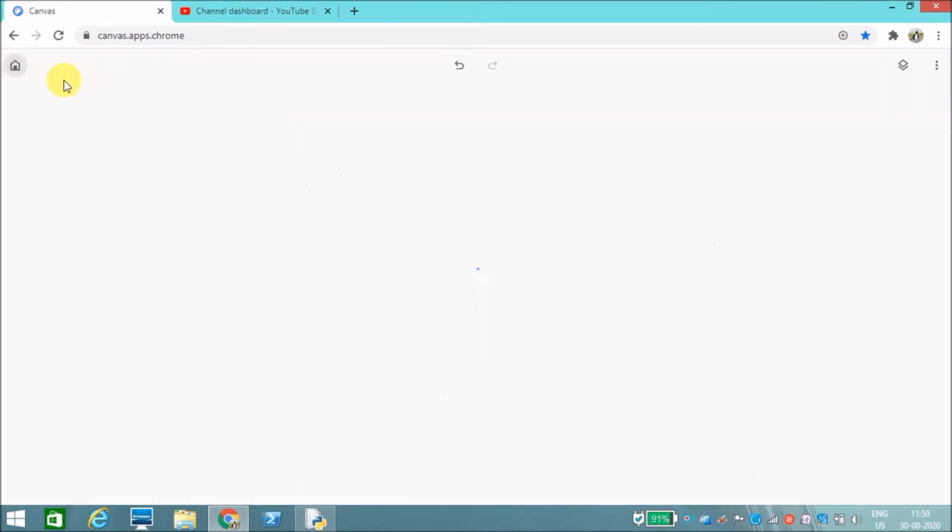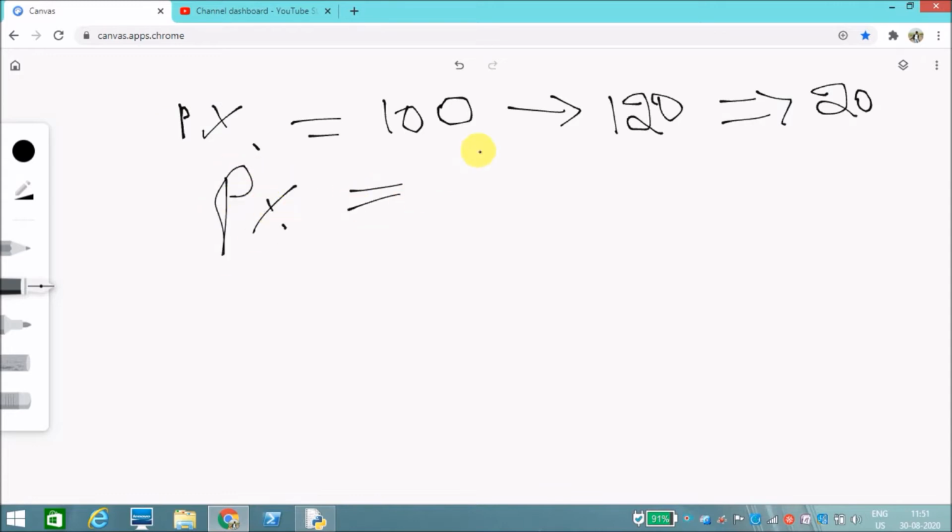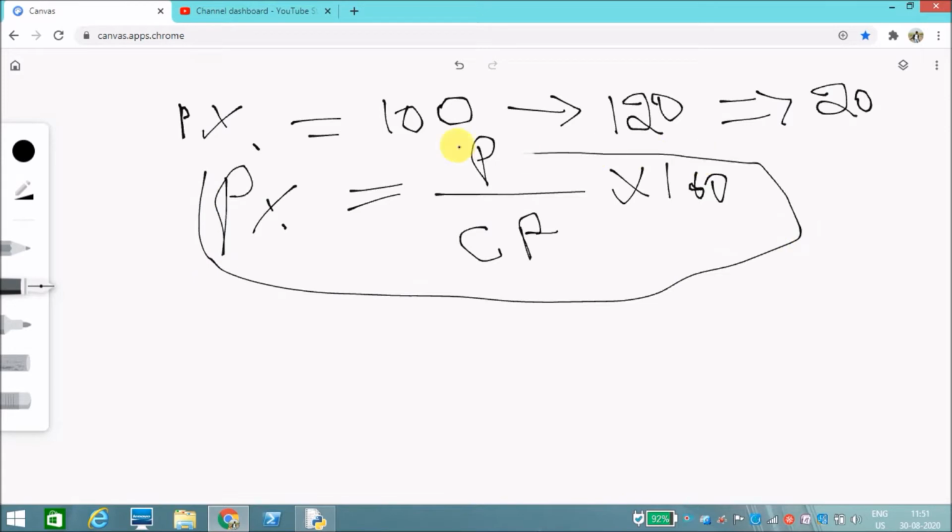Now how can we find the profit percentage? For example, I bought a product for 100 rupees and sold it for 120 rupees, and I got a profit of 20 rupees. Now we can find the percentage. Profit percentage can be found using the profit, how much I got as profit, divided by the cost price, meaning what I bought the product for, into 100.